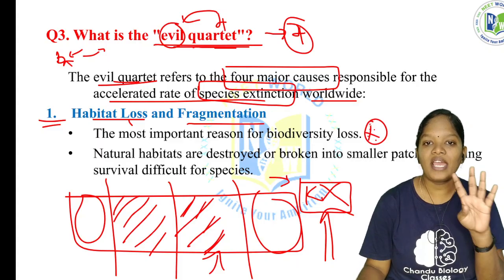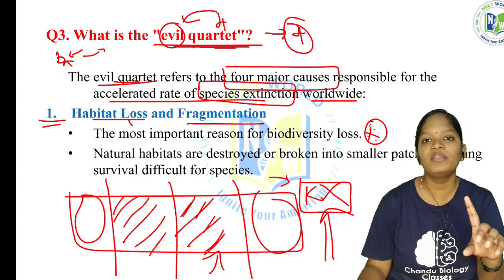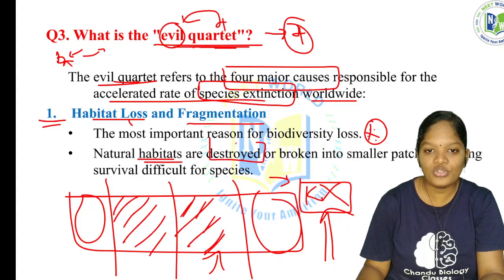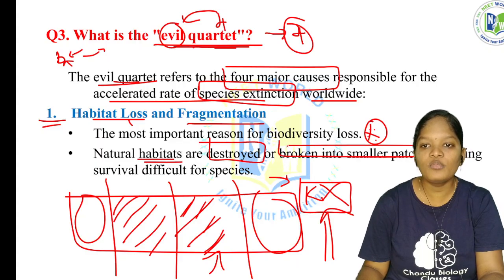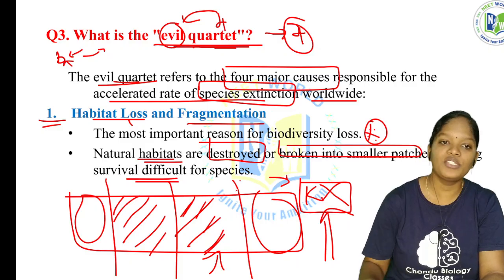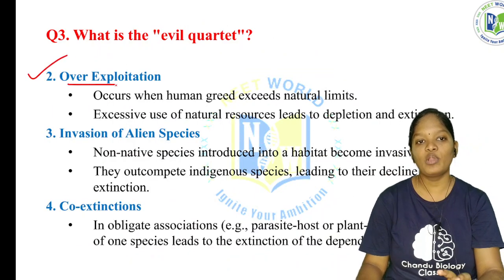So we have four important causes. Among those four causes, habitat loss and fragmentation is the major cause. Natural habitats are destroyed or broken down into smaller pieces, making survival difficult for the species. So this is the first reason, and the second cause is overexploitation.